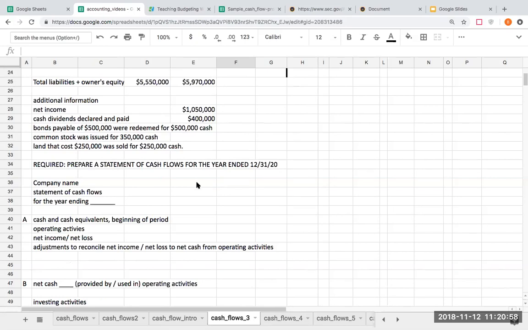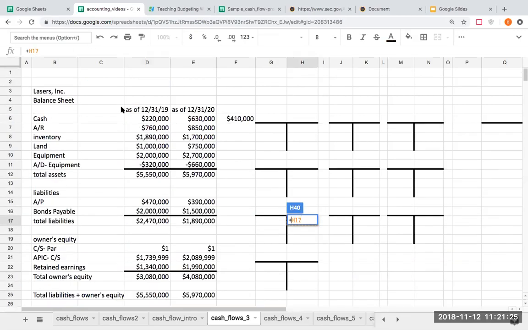or really what is this cash flow going to be ultimately looking like. And when I prepare the skeleton, what I'm doing here is I'm going to say the company name, Lasers Inc. statement of cash flow for the year ending December 31st, 2020. And my cash and cash equivalents at the very beginning of the period were $220,000.